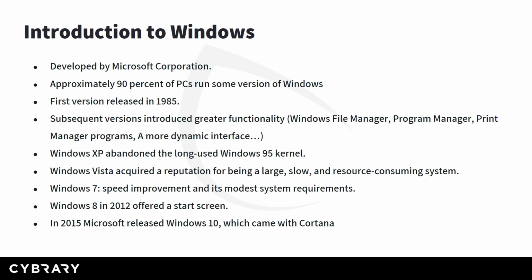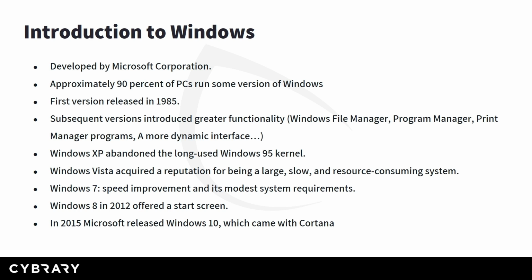The highly successful XP standard was succeeded in late 2006 by Windows Vista, which experienced a troubled rollout and met with considerable market resistance, quickly acquiring a reputation for being a large, slow, and resource-consuming system. Responding to Vista's disappointing adoption rate, Microsoft in 2009 released Windows 7, an operating system whose interface was similar to that of Vista, but was met with enthusiasm for its noticeable speed improvement and its modest system requirements.